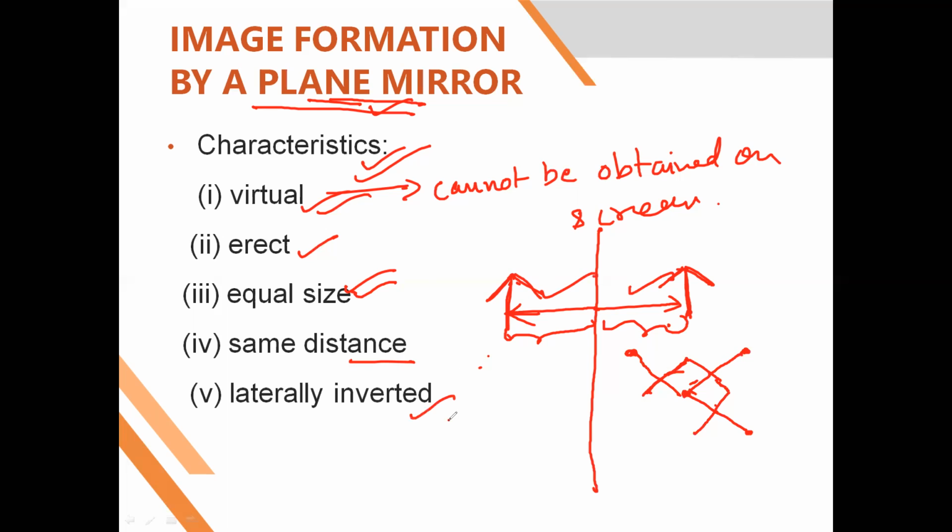The last thing over here is that the image is laterally inverted. By lateral inversion, we mean that whenever we stand in front of a mirror, our right hand is the left hand of our image. If you see it according to the image, it will be the left hand. So that is lateral inversion.